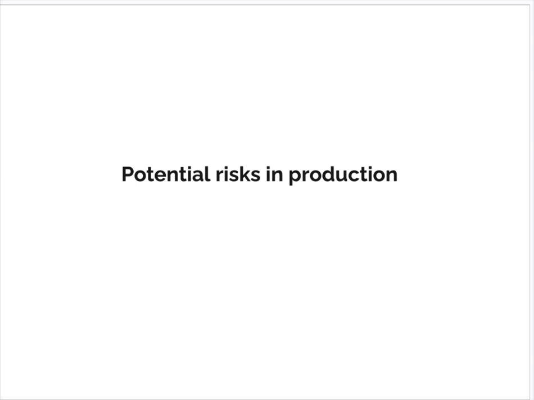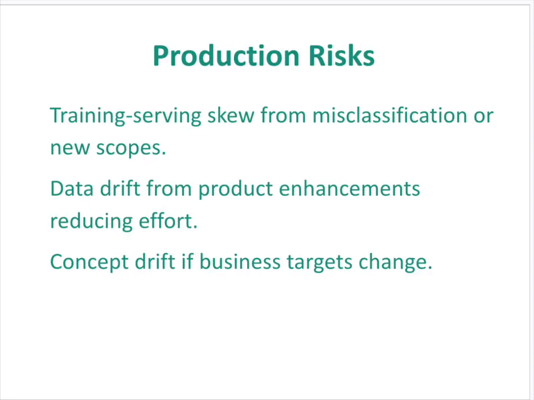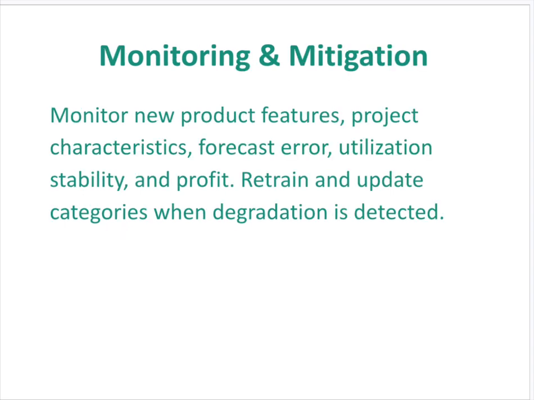Potential risks to look at in production: misclassification or new scopes, product enhancements which reduce effort, and finally, changes in business targets. We're going to monitor new product features, project characteristics, forecast error, organization stability, and profit, and retrain and update categories when degradation is detected.